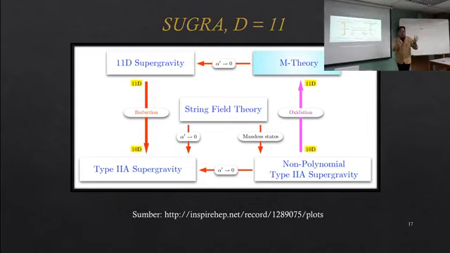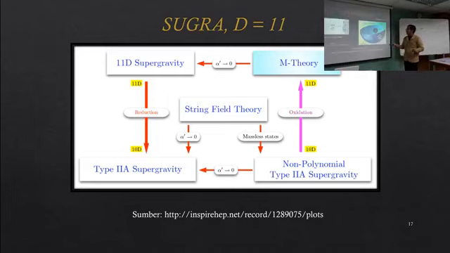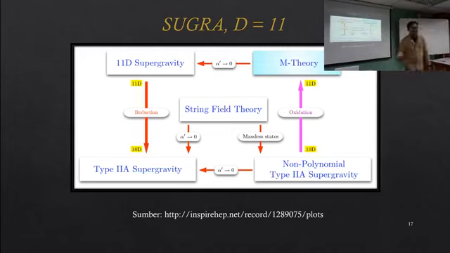Okay, so M theory holds 11 dimensions of supergravity. Okay, I just want to highlight this one only.